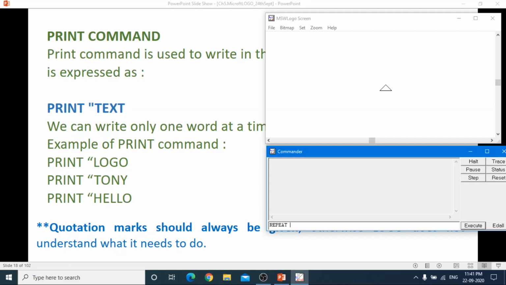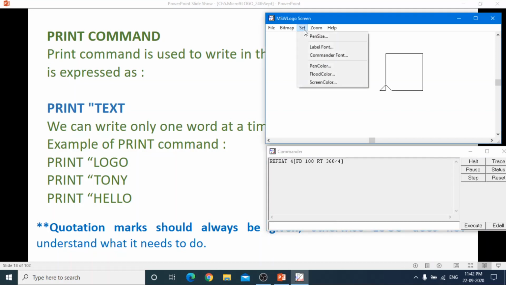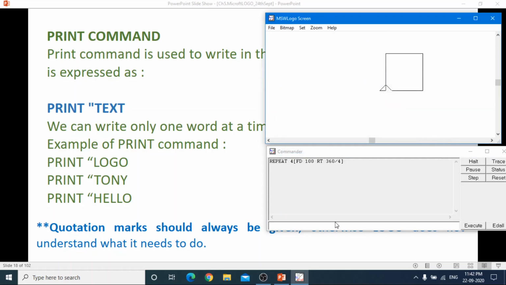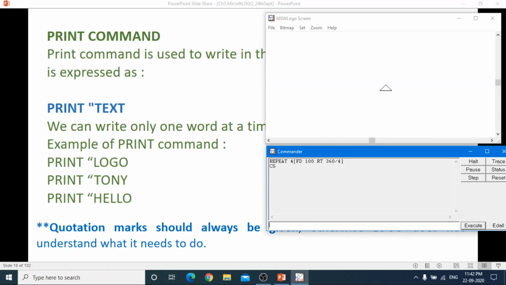Repeat. For a square, write 4, then a square bracket, and then write FD 100 RT 360 divided by 4, and close the bracket and run the command. This is the square. Let me set the pen size. Now clear the screen, CS. Clear the text, CT. To hide the turtle, HT, to show the turtle, ST.